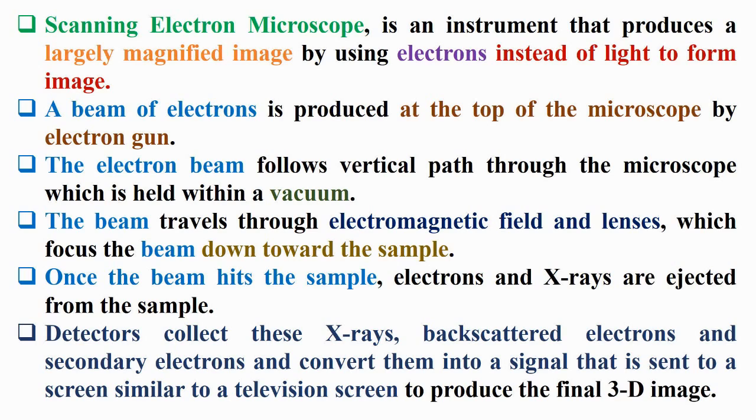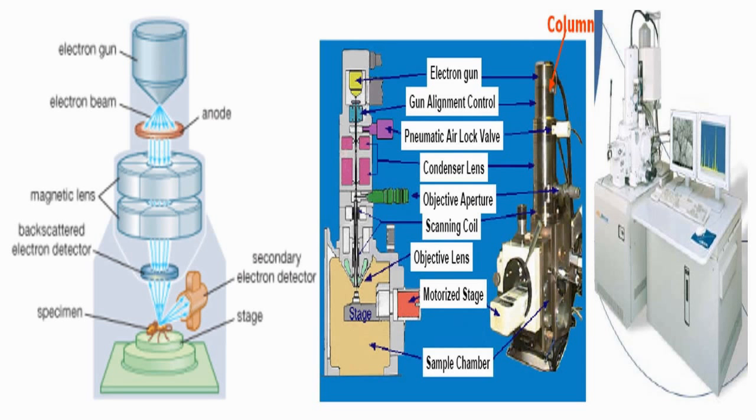beam hits the sample, electrons and X-rays are ejected from the sample. After that, detectors collect these X-rays, backscattered electrons and secondary electrons, and convert them into a signal that is sent to a screen similar to a television screen to produce the final three-dimensional image, as presented in the next slide.